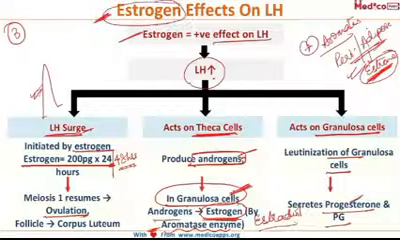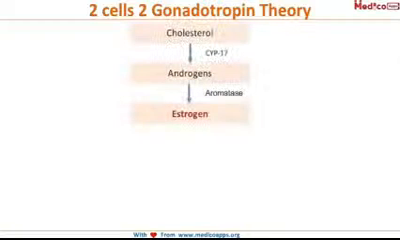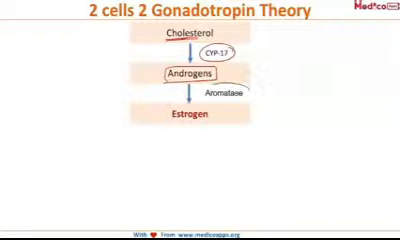Now for the synthesis of this estrogen in the follicular phase, the two-cell, two-gonadotropin theory has been advocated, and let us see what this is. Now the basic pathway for synthesis of the estrogen is that cholesterol is acted upon by the enzyme CYP17 and androgens are formed. Then under the action of the aromatase enzyme, the androgens are converted to estrogen. So for the formation of estrogen, two enzymes are required, CYP17 and aromatase.